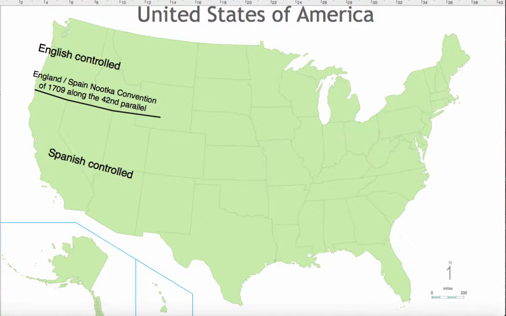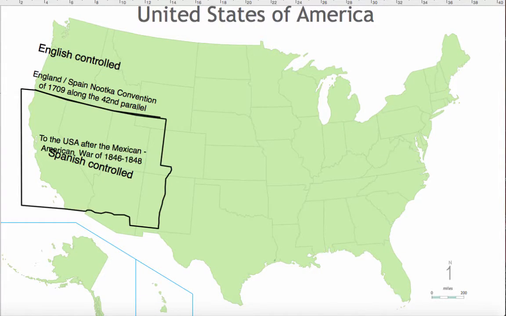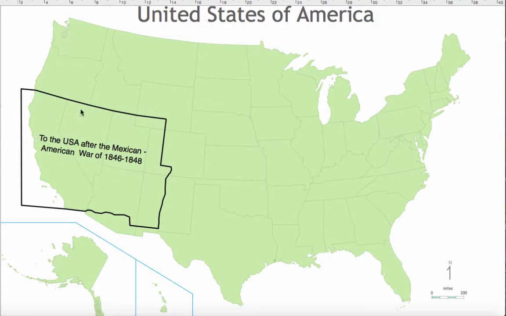Now we have to look and see, how did this area come under the control of the United States? Well, between 1846 and 1848, the United States and the Mexican government had a war. The outcome of that was that the Mexican government ceded portions of modern-day United States to the United States of America. It involved this area of California, modern-day Nevada, Utah, part of Wyoming, Colorado, New Mexico, and Arizona as well.